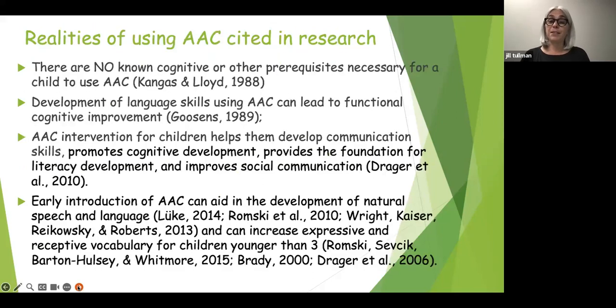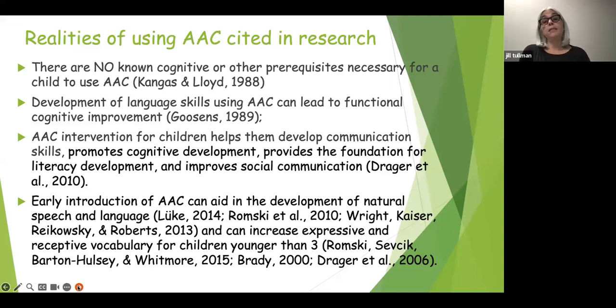This is a very busy slide, but I just thought it was important to put all of the information in here. So the realities of using AAC are clearly documented in the research, going back to 1998, guys: there are no known cognitive or other prerequisites necessary for a child to use augmentative communication. I once heard that the only prerequisite is that an individual is breathing. Now, while that is said, there are clearly skills that individuals need to be able to display to be able to use and access communication devices in meaningful ways.